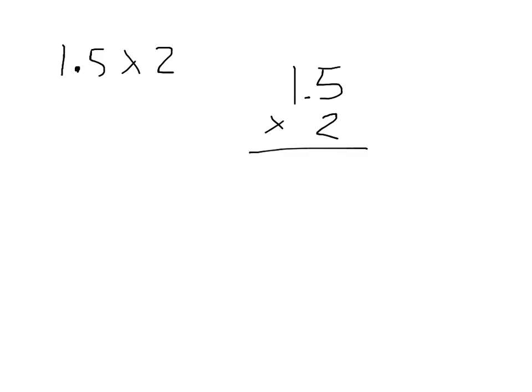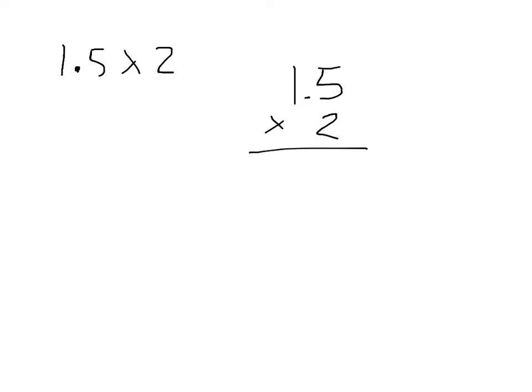Hi guys, let's look at multiplying a decimal and a whole number. So say that I have 1.5 times 2. Okay, and there's a decimal there. We're going to set it up the same way that we would set up a regular multiplication problem if it was 15 times 2. So we have our numbers 1.5 times 2. And we're going to ignore the decimal for the first part of this.